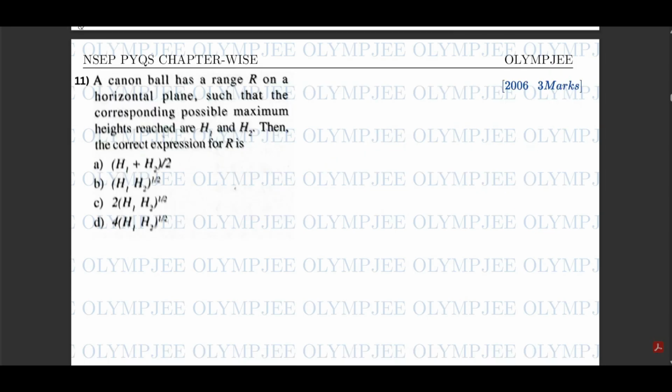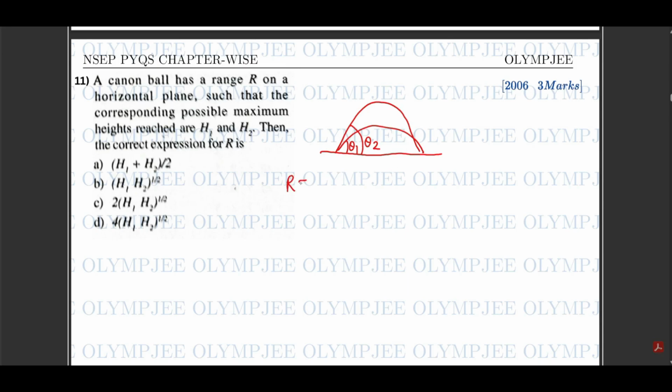So question 11 says a cannonball has a range r on a horizontal plane such that the corresponding possible maximum heights reached are h1 and h2. Then the correct expression for r is. So what this question is implying is that for the same range we can have two different heights, which basically implies that the same range can be attained at two different thetas. So we need to use this fact.